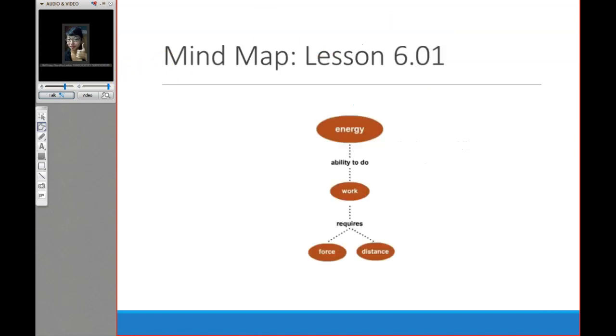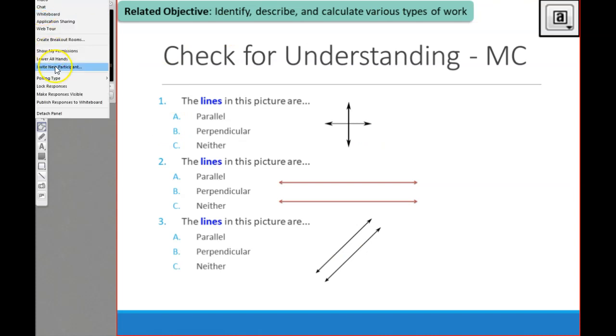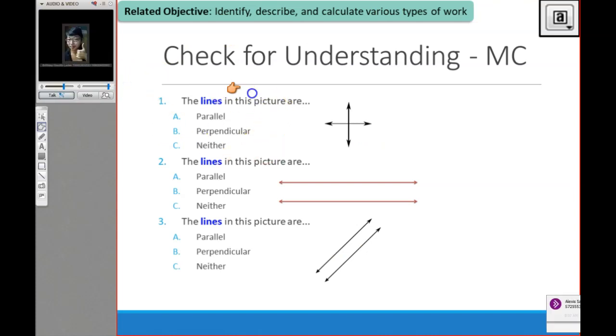We are talking about energy and work today. We've talked a little bit about energy already. We're now going to talk about how work is related to that. First things first, grab your polling tools, and I want to know the lines in picture number 1. Are these parallel, perpendicular, or neither? Let's think back to what we know about parallel versus perpendicular lines. What do you think these are? Use your polling tools really quickly. Go, go, go. I got an answer from David S.